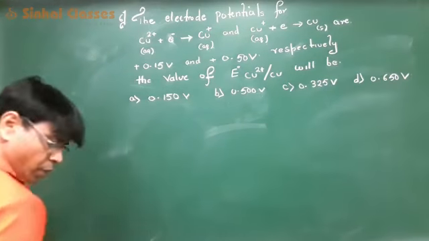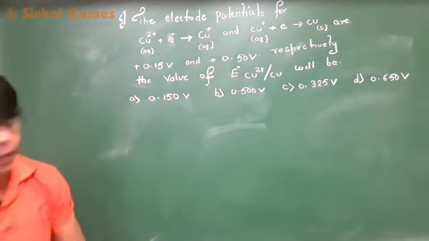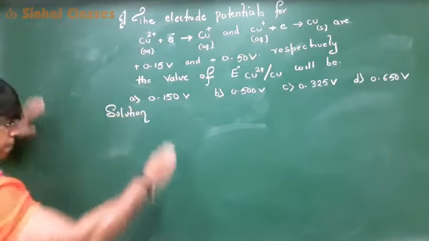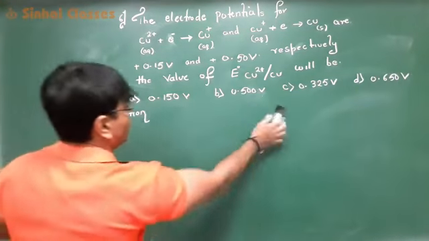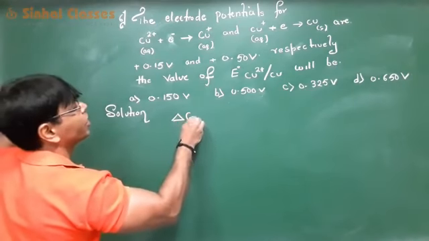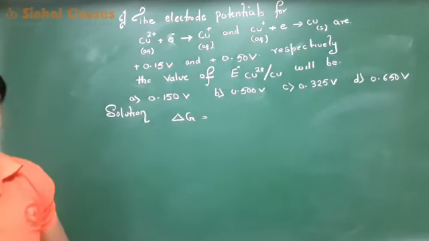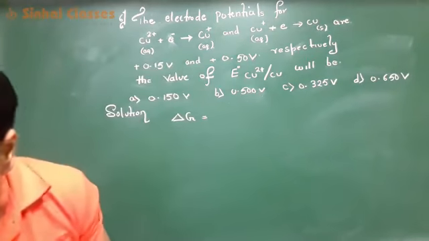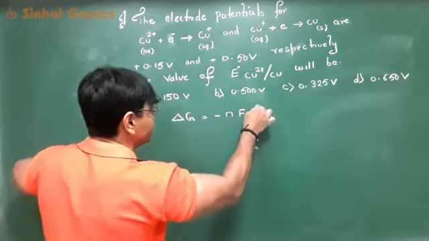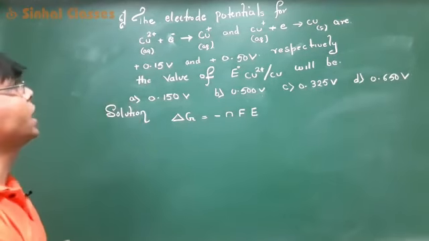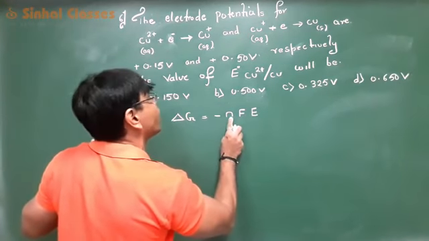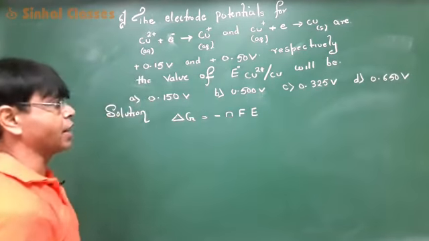Now, how will you solve this question? Solution. We know that delta G, that is change in Gibbs energy, is given as minus nFE, where E is the electrode potential, F is the Faraday, and n is the number of moles of electrons given out.